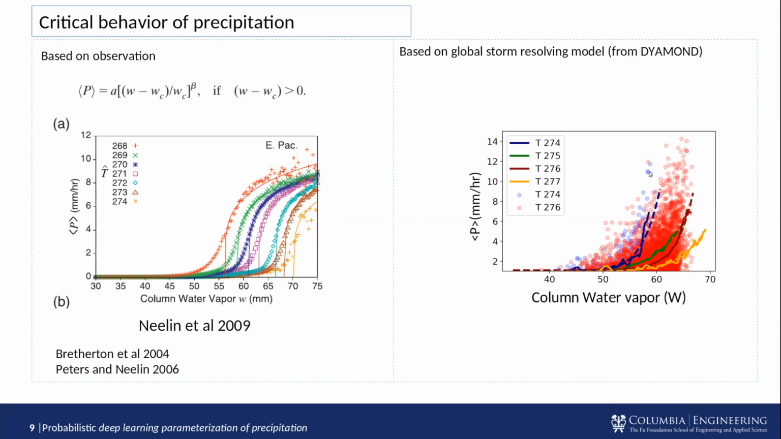Besides this critical behavior, we also see a strong spread in precipitation. For a given column water vapor and free tropospheric temperature, precipitation can be anywhere. So we also want to see if this spread is only due to stochasticity, or if we can somehow inform our model and predict part of this spread.